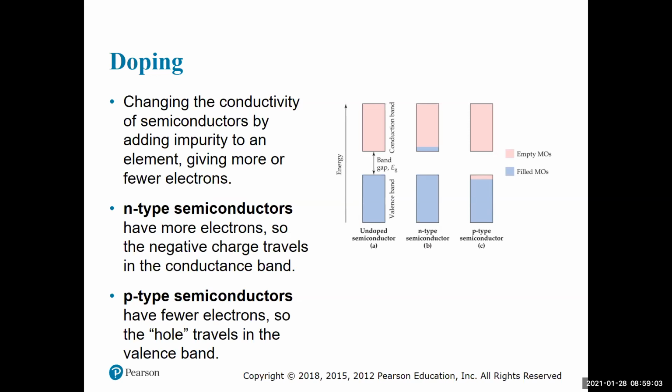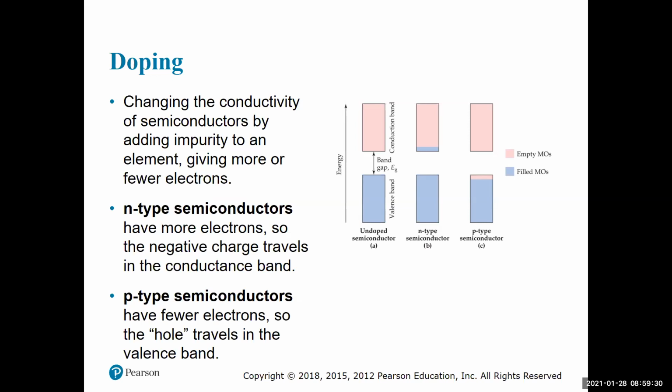And sure enough, in our definition over there for N-type semiconductors, we say that N-type semiconductors have more electrons, negative, because the electron is negative. And so now we've got some charge up in the conduction band. So that negative charge is able to travel into the conduction band.